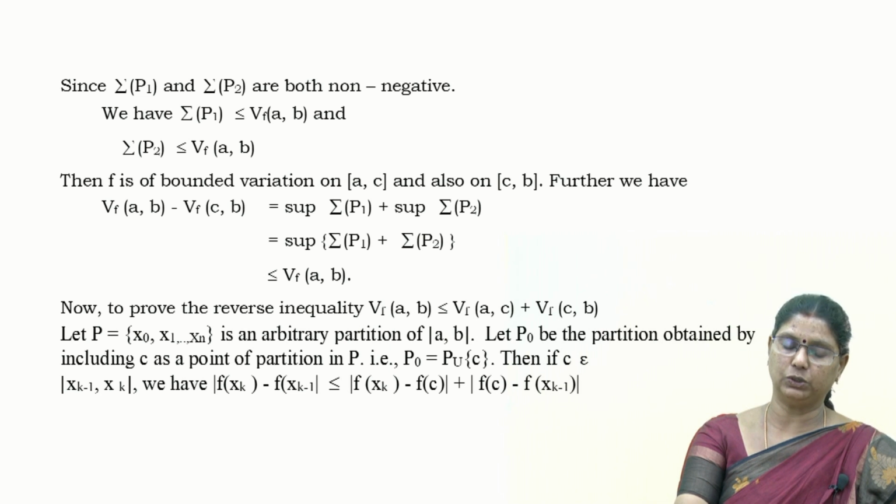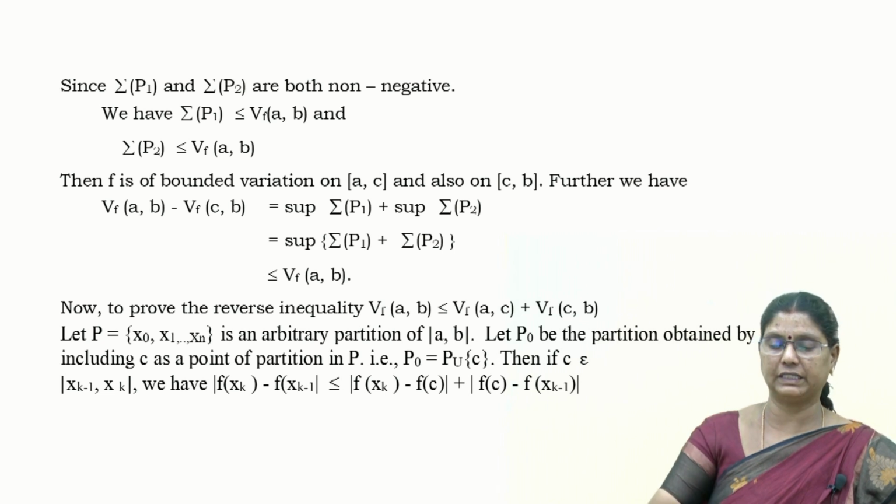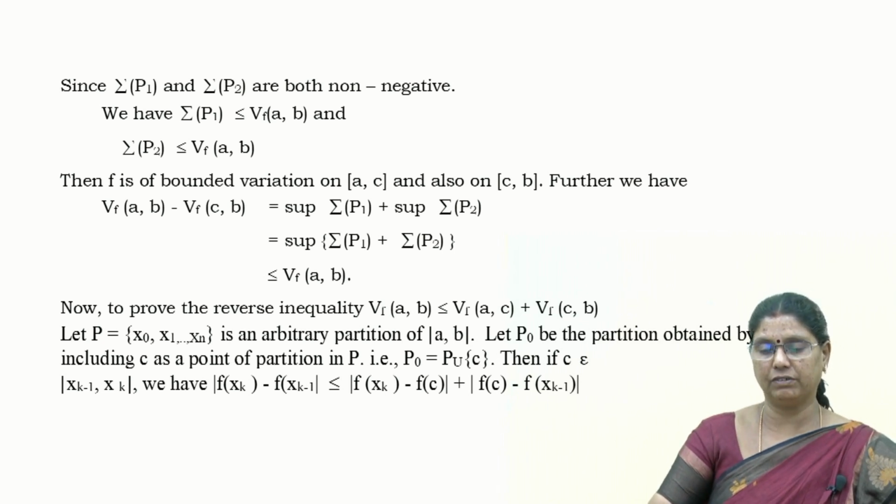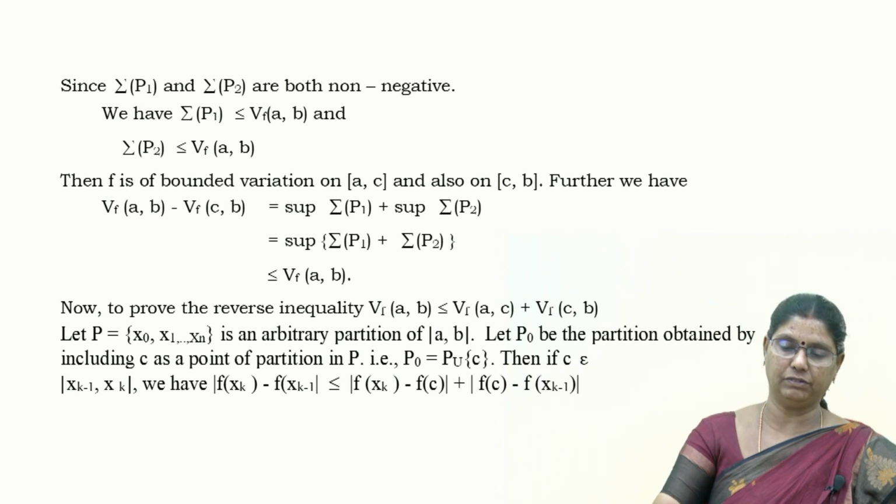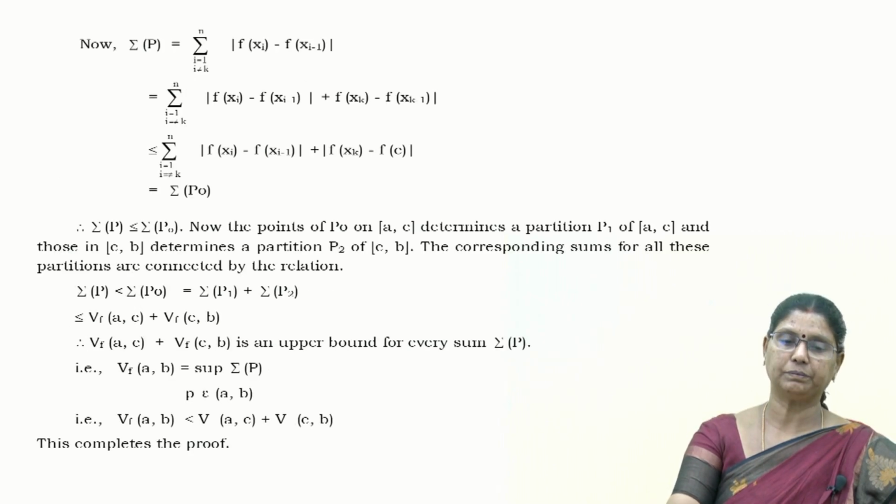If c belongs to the kth subinterval [x_{k-1}, x_k], we have |f(x_k) - f(x_{k-1})| ≤ |f(x_k) - f(c)| + |f(c) - f(x_{k-1})|.